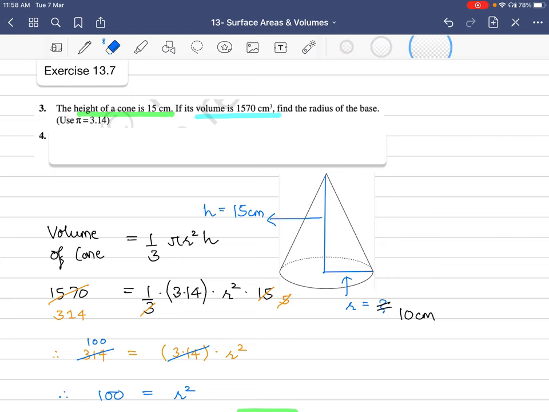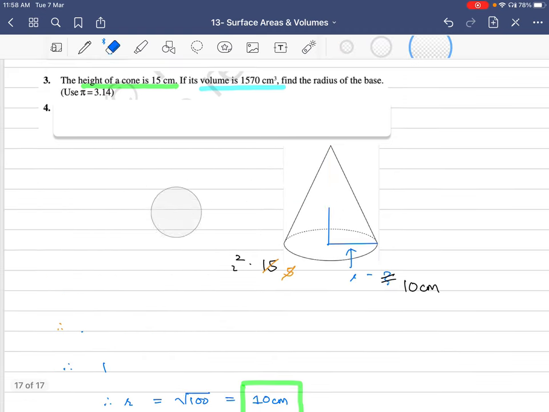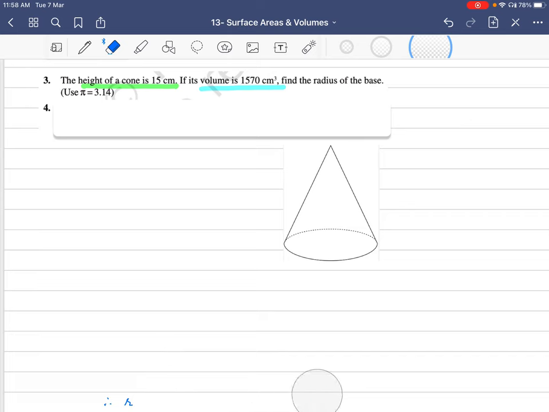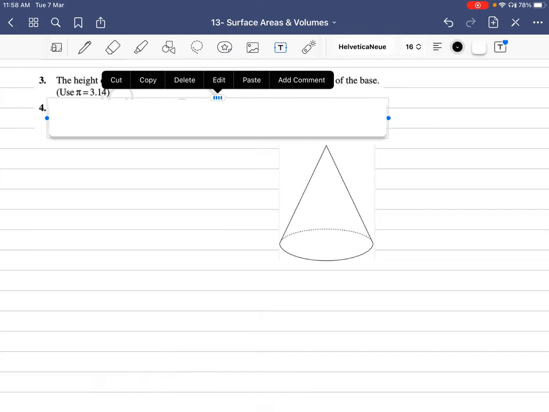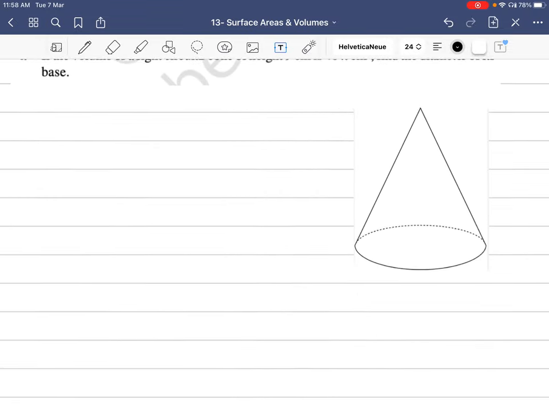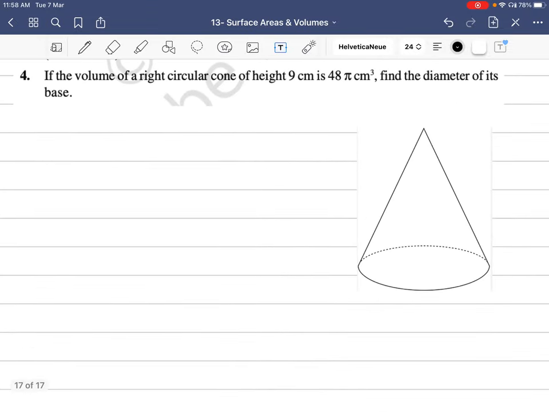Next, we will see problem number 4. Before that, let's erase this so that we get the space. Let's focus on problem number 4. If the volume of the right circular cone of height 9 centimeter is 48 pi centimeter cube, find the diameter of its base. Exactly similar to what we did just now.